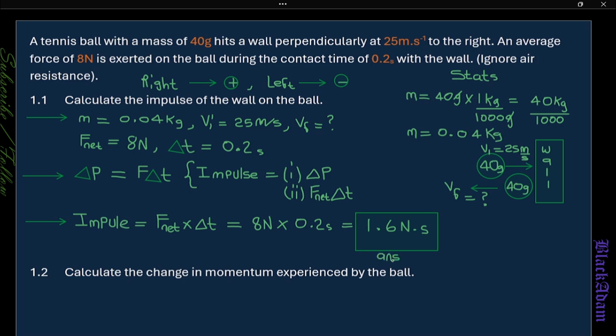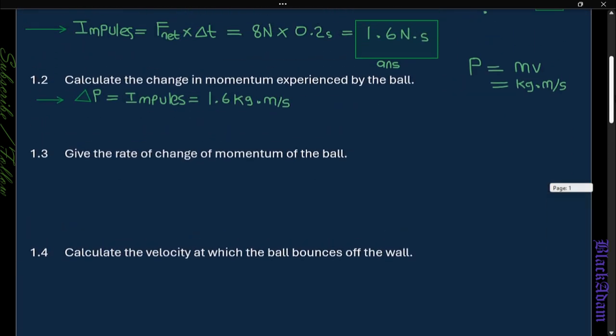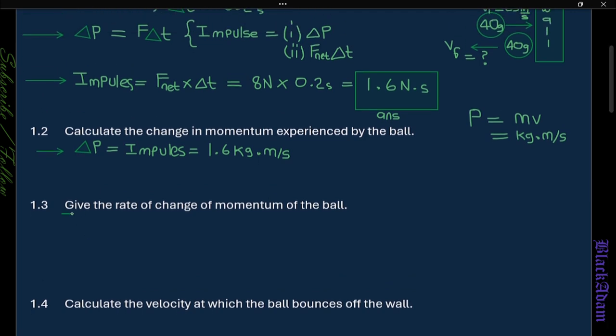Impulse has two units: newton seconds, and the unit of change in momentum. So to calculate the change in momentum, the change in momentum is the impulse, 1.6. We can change the name of the unit to mv, which is kilogram meter per second. Depending on which equation you use, you get different units meaning the same thing.